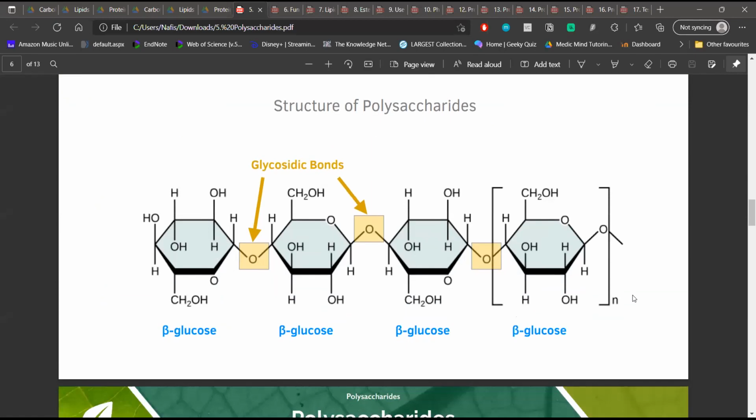Can anyone name the polysaccharide? Yeah, this is cellulose. It's cellulose because of the characteristic beta glucose and alternating structure. This alternating structure helps create really strong cross-linked microfibrils. And this allows cellulose to have loads and loads of strength, which means it's really difficult to break down, which is why cellulose is a key component of plant cell walls.